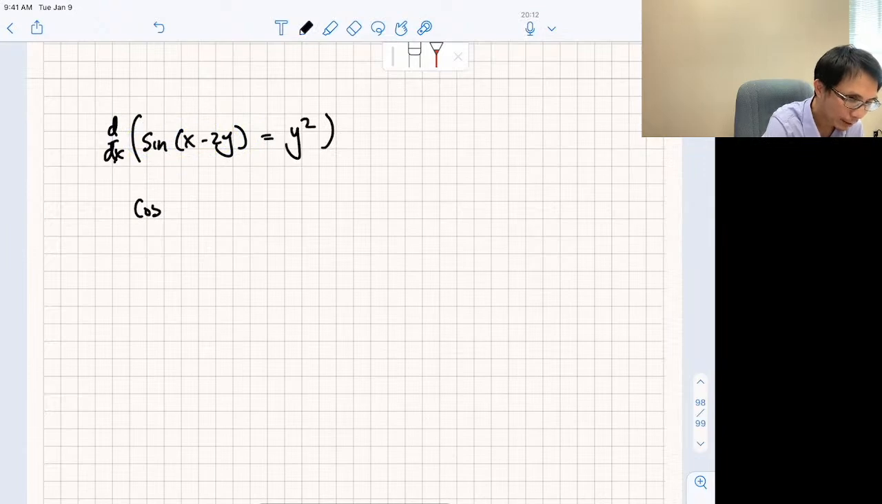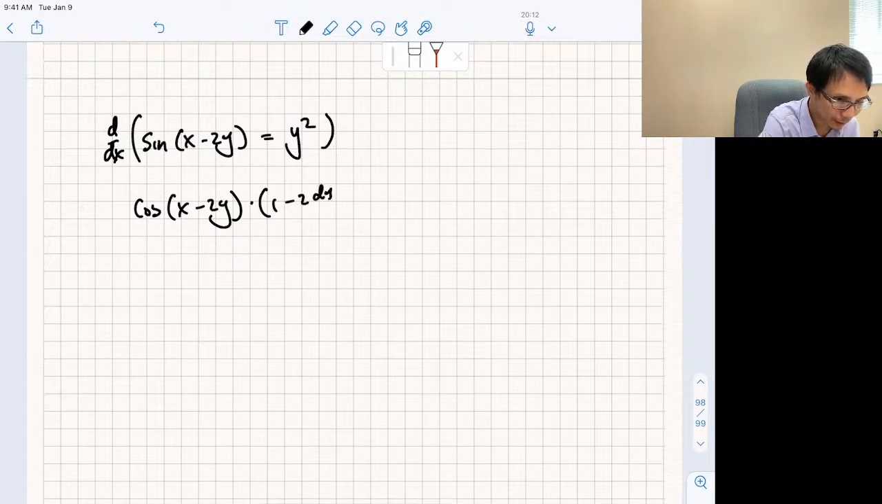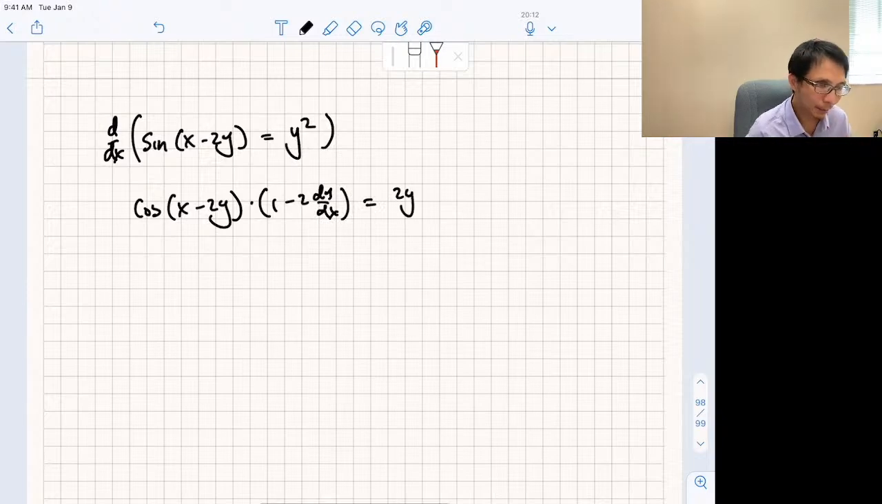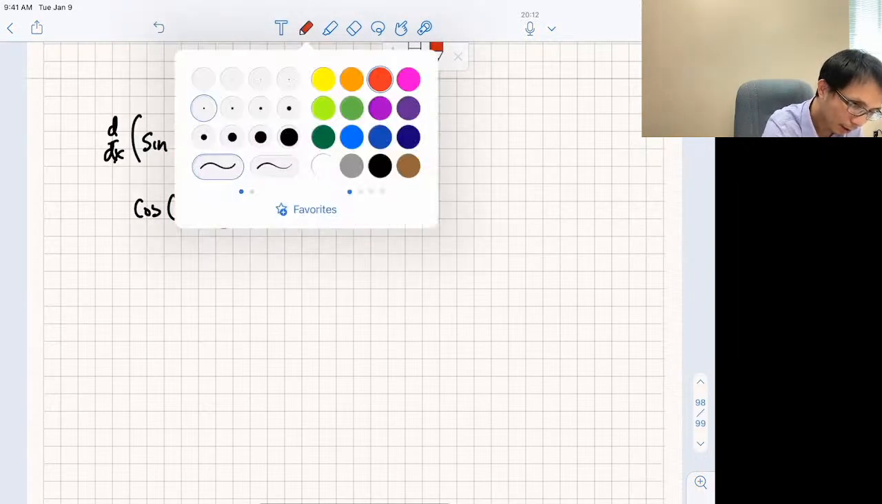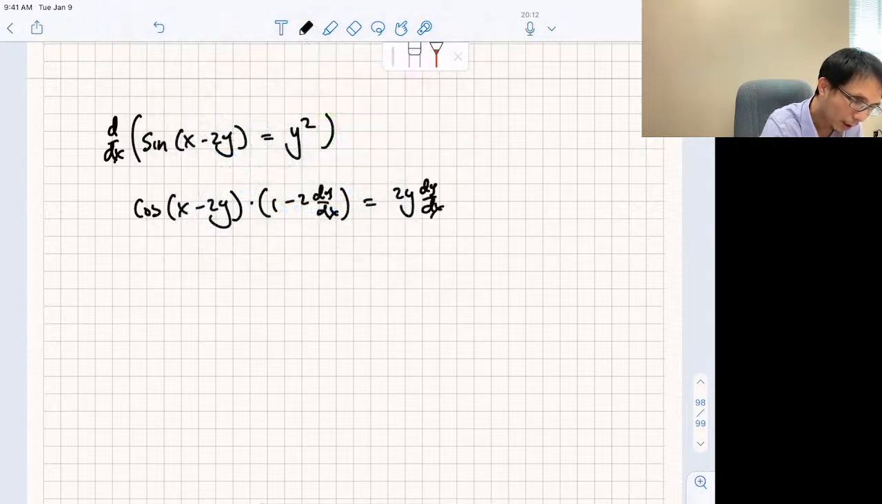You should see that. So that'd be cosine of x minus 2y, and that whole thing is going to be multiplied by 1 minus 2 dy/dx, and that's equal to 2y dy/dx. So that derivative is already good. Now you just have to understand this is a quantity itself.